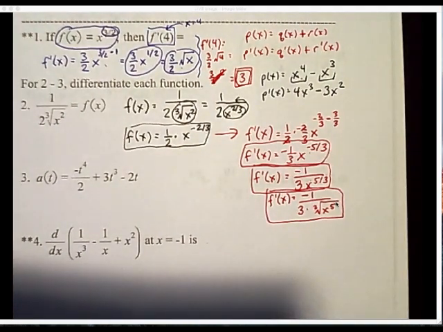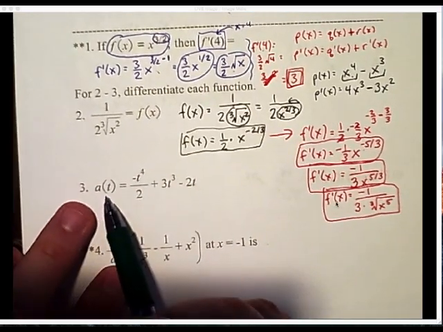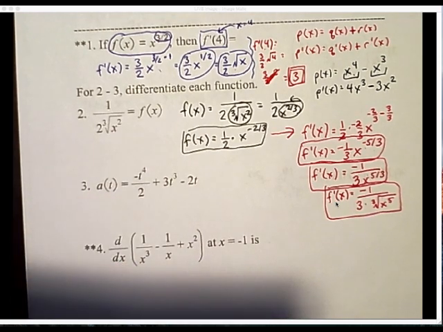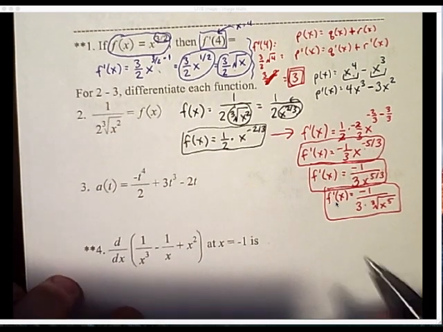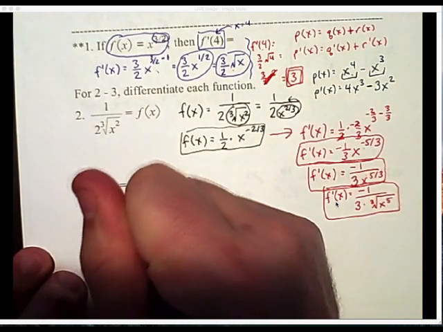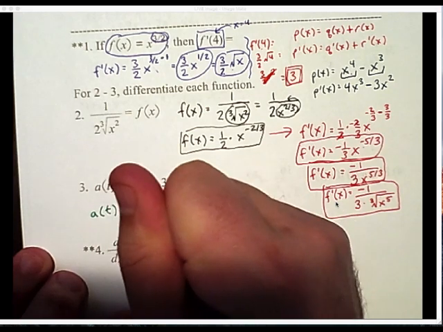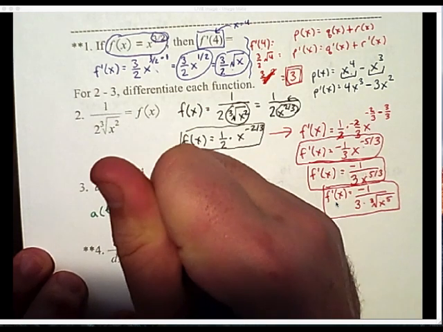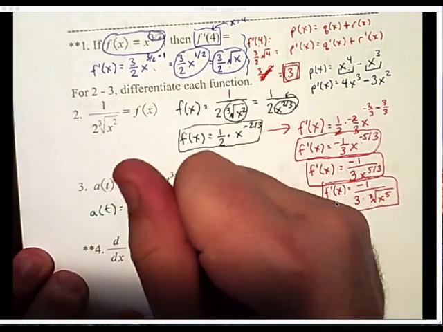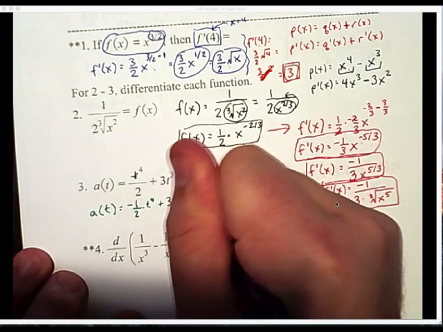All right, number 3. Now, instead of using f of x, they're using a and t as their variables. It's not a big deal, okay? So I'm just going to rewrite this a of t real quick. I'm going to say a of t equals, well, this is the same thing as saying negative 1/2 t to the fourth, because there's an understood 1 right there, plus 3t to the third minus 2t.